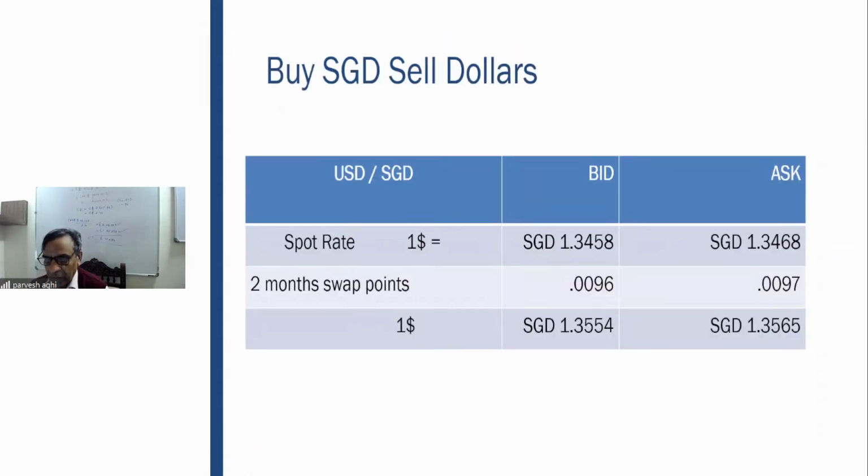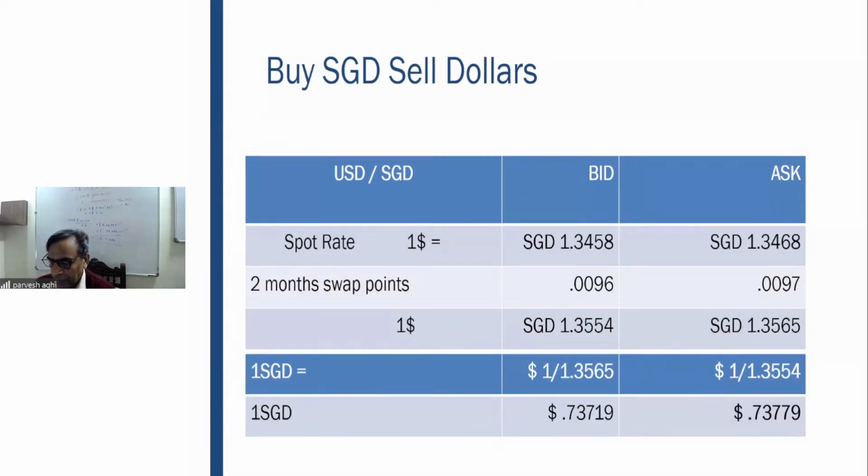So the spot rate, $1 is equal to 1.3458 and 1.3468. So we are going to add the swap points, 0.0096, 0.0097. Once we do this, we are going to get the 2 months forward rate. So here we have to buy Singapore dollars, but the dollar buying rate is given. So $1 is equal to so many Singapore dollars. So we are going to do the reciprocal of it as the next step.